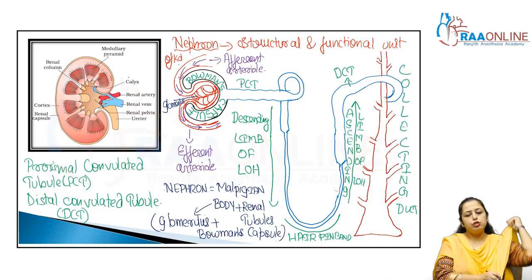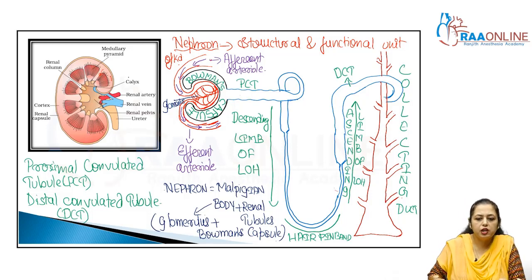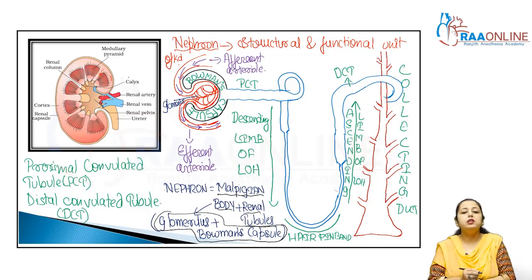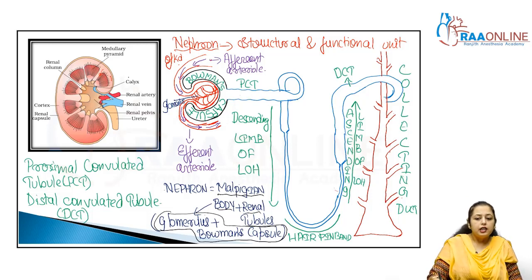When we talk about the structure, the nephron is made up of two structures: the Malpighian body and the renal tubules. The Malpighian body is the combination of the glomerulus and the Bowman's capsule. The second is the renal tubule, the tubular portion, which is made up of the PCT, loop of Henle and DCT.